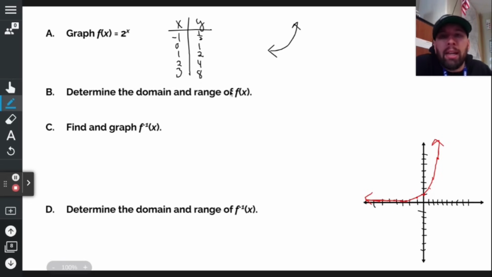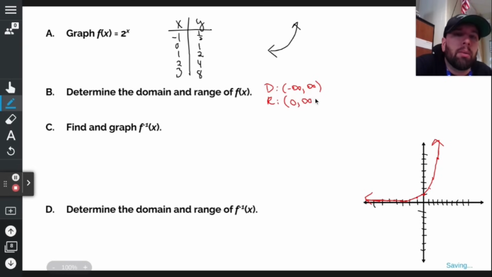Determine the domain and range of f of x. Well, the domain is everything, because I'm allowed to plug in whatever I want into an exponential function. The range is only the y values. So I'm going to say 0, not a bracket, to infinity.